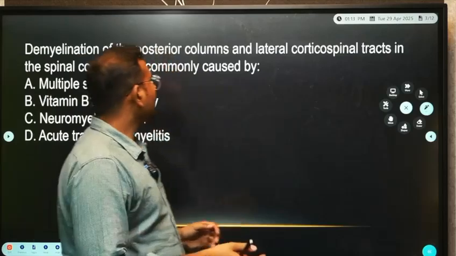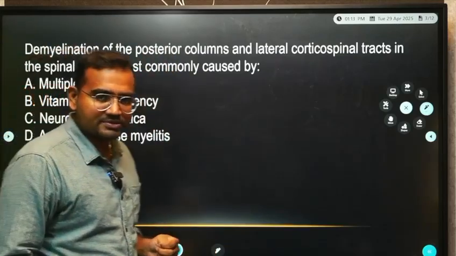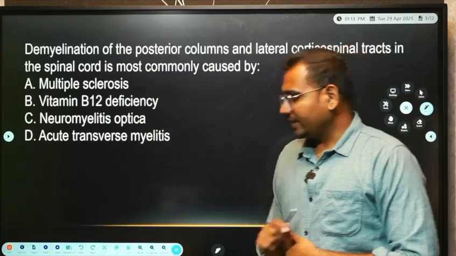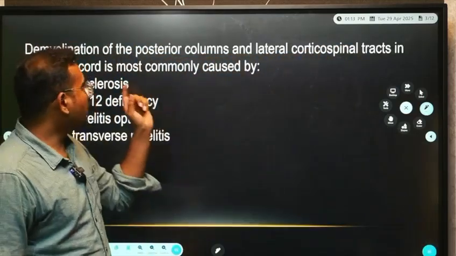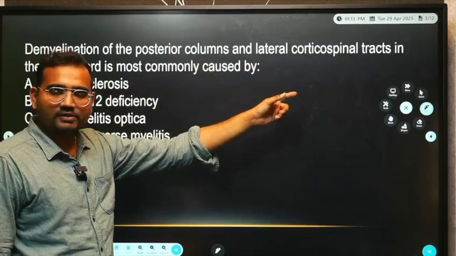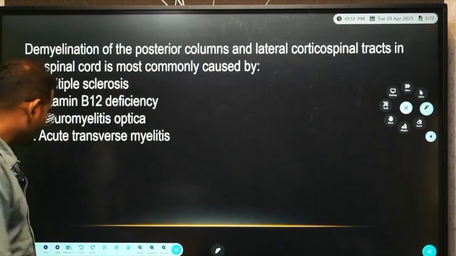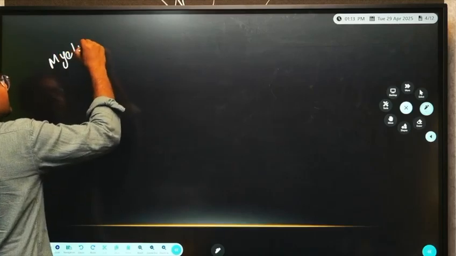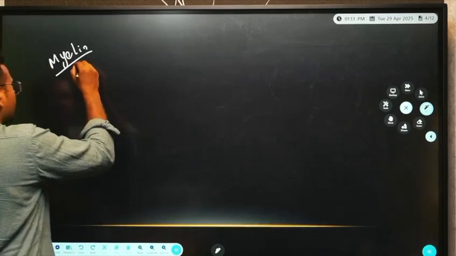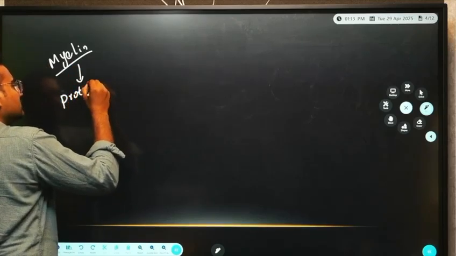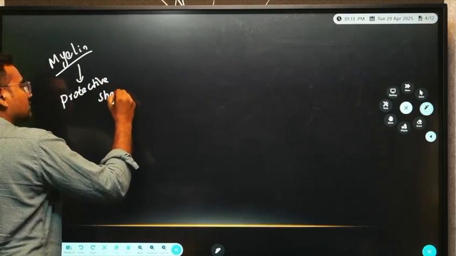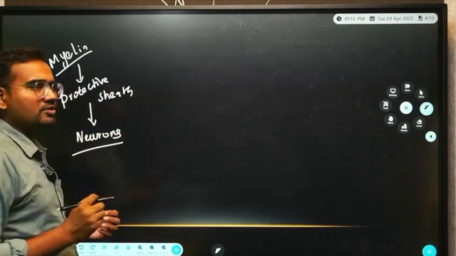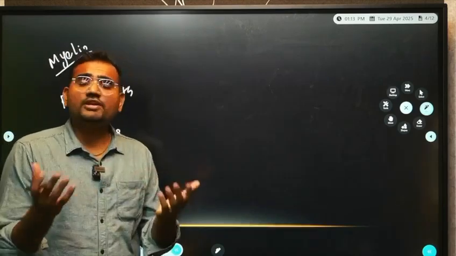Demyelination of posterior column, lateral spinothalamic tracts, and lateral corticospinal tracts in the spinal cord is most commonly caused by. Before moving into this question, we should know what is this posterior column, what is this lateral corticospinal tract, and what is demyelination. Basically, myelin is a protective sheath covering the neurons. It acts as an insulator. It acts as a shock absorber. It protects the nerves from any kind of damage.